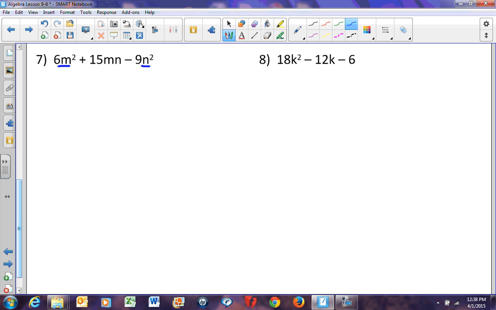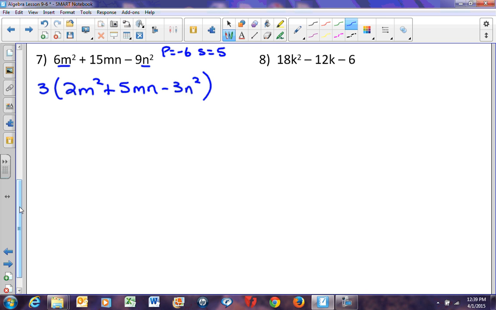We're going to do the same process we did before. I can look at this and go, oh, it's divisible by 3. No variables can come out, but 3 can come out. If I divide it by 3, I get 2m squared plus 5mn minus 3n squared. So I took a 3 out. Now I need a product of negative 6 and a sum of 5.